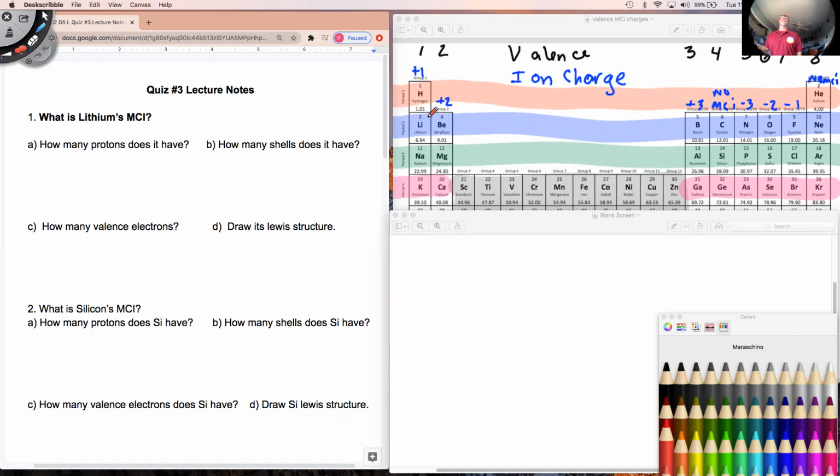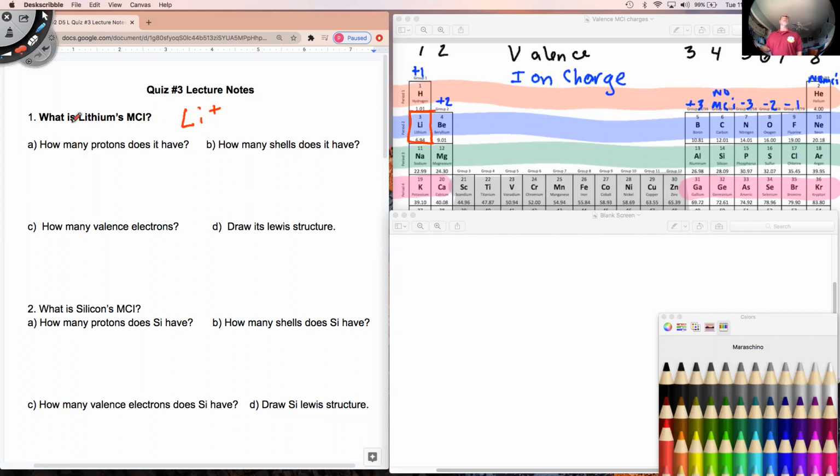So find lithium. Here's lithium right here. Lithium is in the first column, which means it's a +1 charge. So lithium's most common ion is lithium with a +1. It just makes total sense. Magnesium would be a +2, boron is a +3, oxygen is a -2. If you set your periodic table up and write all over it, you'll have the answers right in front of you. You'll finish this quiz in about 3 minutes. Other people are going to take an hour.